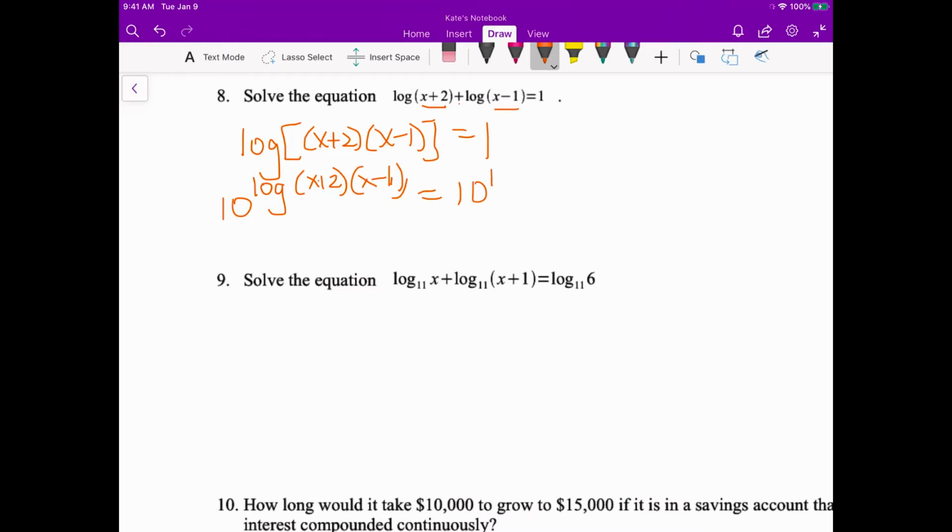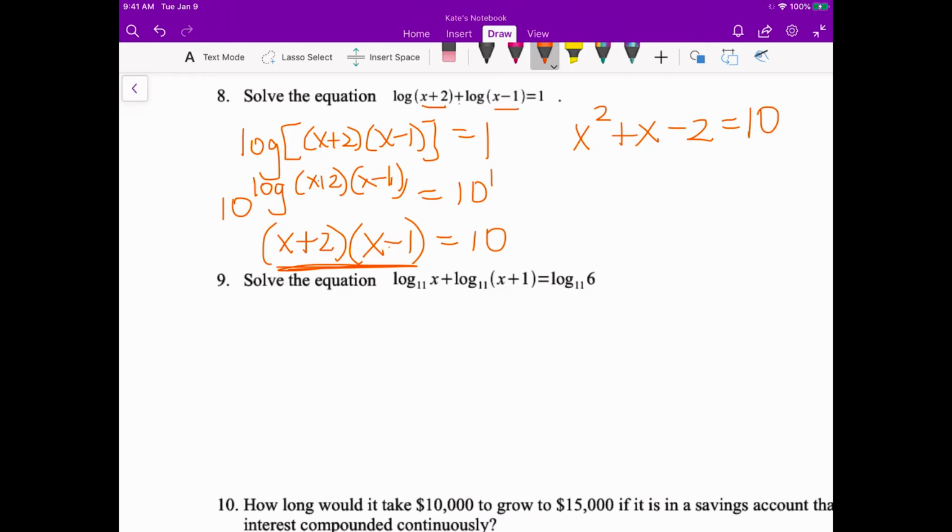Again, since my exponential base and my log base are the same, I end up with x plus 2 times x minus 1 equals 10 to the first, which is just 10. I have to distribute or FOIL those, so I end up with x squared plus x minus 2 equals 10. Because I have an x squared, it indicates I'm going to have to factor.